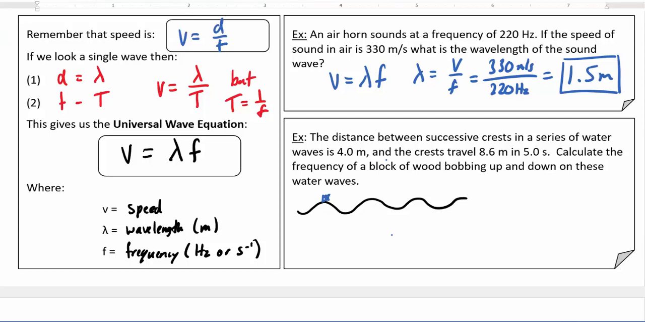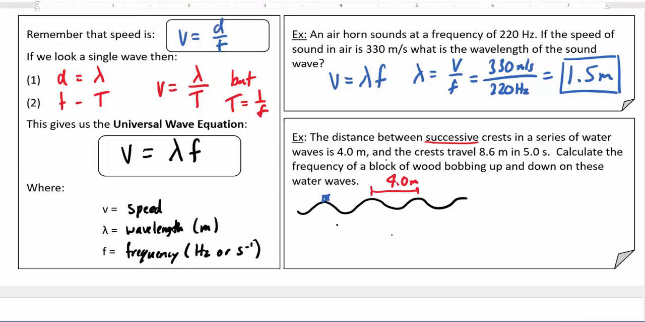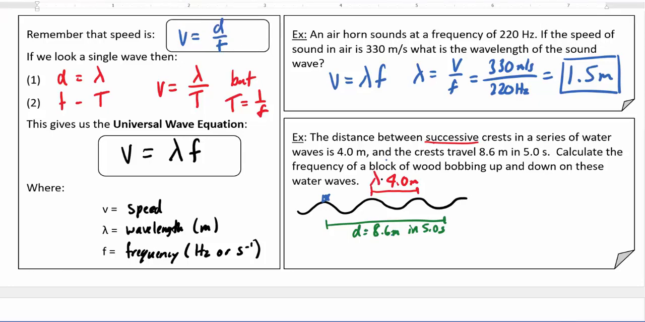Now the distance between successive crests, meaning one crest after the other, the distance from there to there is 4 meters. But when somebody was measuring these waves, they found that it traveled a total of 8.6 meters in 5.0 seconds. So the first thing you might recognize here is that this 8.6 meters really is just a distance. It doesn't tell us anything special about the waves. Whereas this 4 meters is the wavelength. It's the distance from crest to crest, or the distance traveled by exactly one wave.